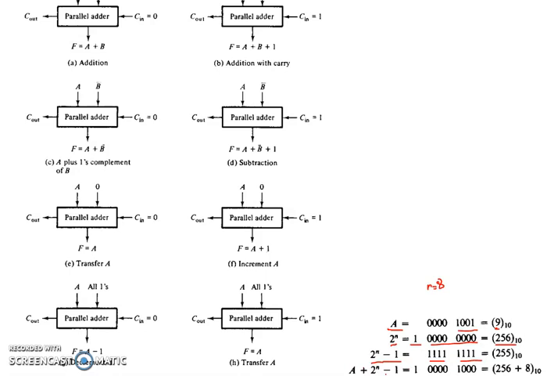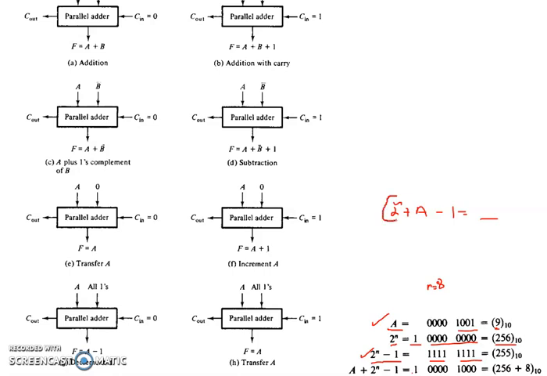A plus 2 raised to n minus 1, if it is taken, what happens? It means you will be combining these two, A and 2 raised to n minus 1, and getting a result equivalent to 256 plus 8. So the equation you are getting, if it is written, is 2 raised to n minus 2 raised to n plus A minus 1 is equal to some value.